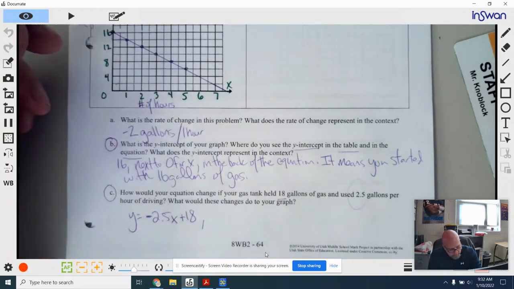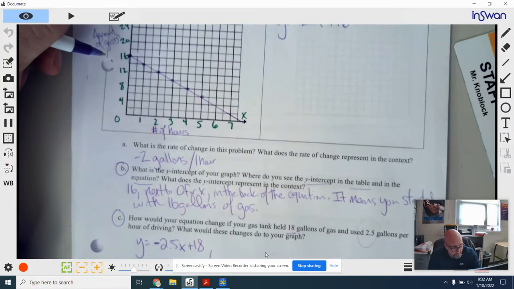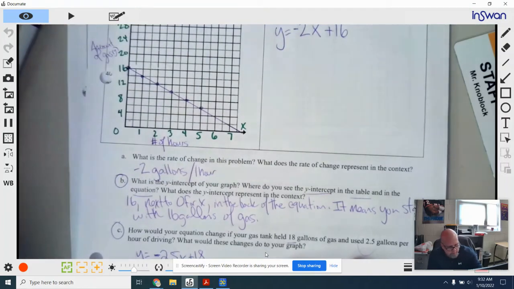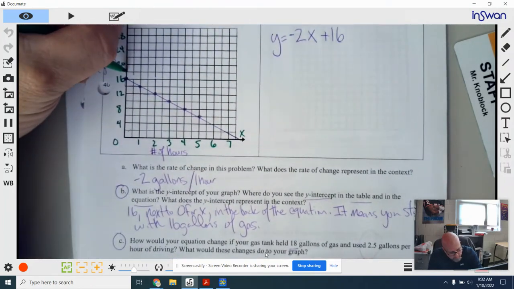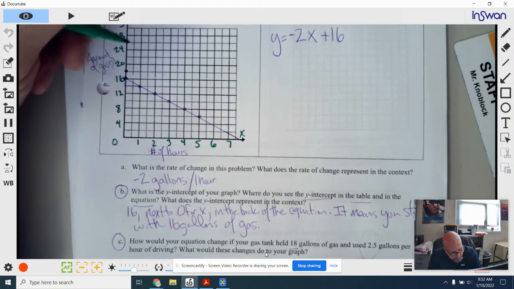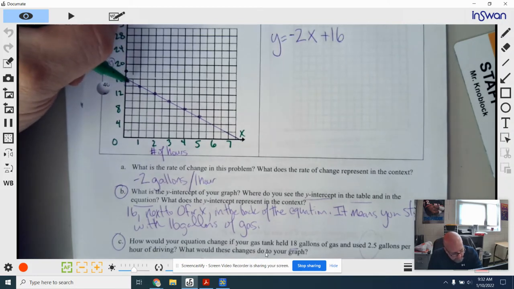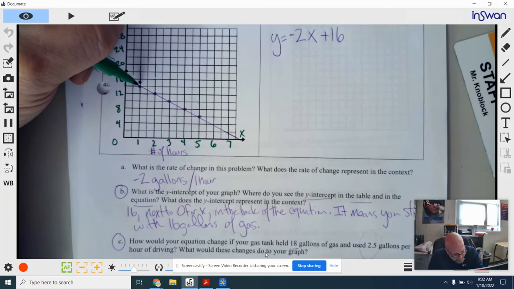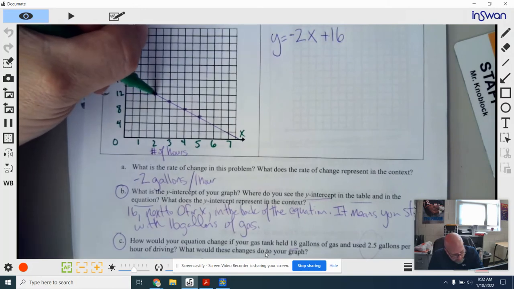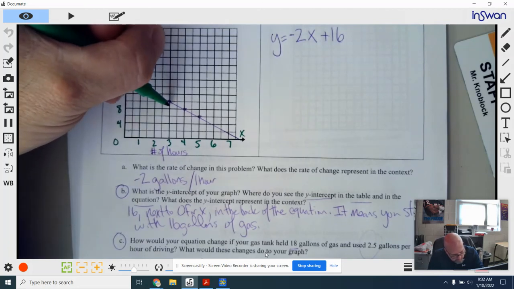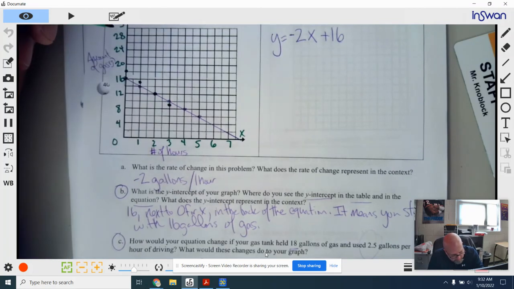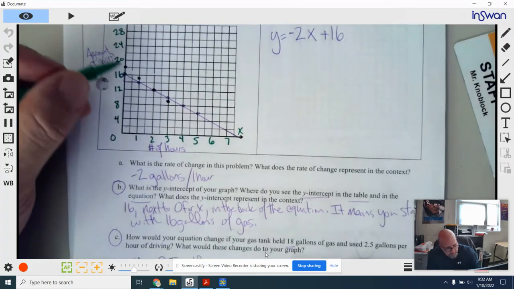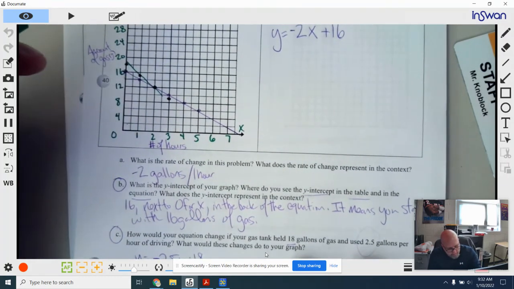Okay, what would that do to the graph? Well, if we start up there at 18, you start a little bit higher. Then every hour you went down 2.5. So at 1 hour, from 18, I'd be about right here. And then at 2, about there. And at 3, about here. Okay, so if you look at the graph, what it's doing is making it a little bit steeper.